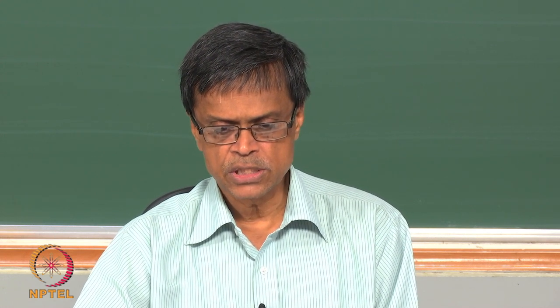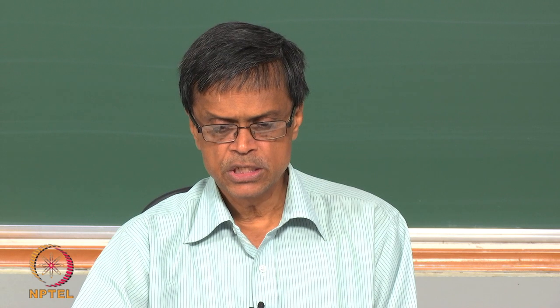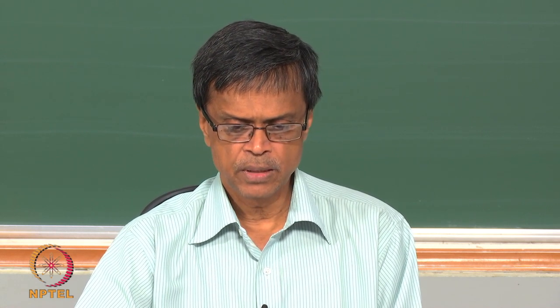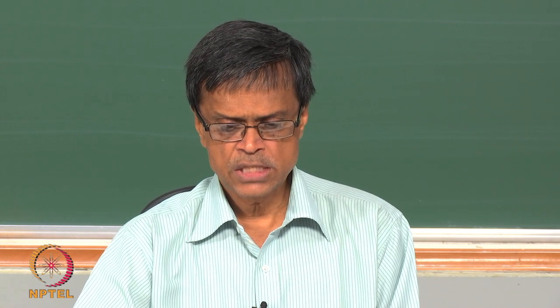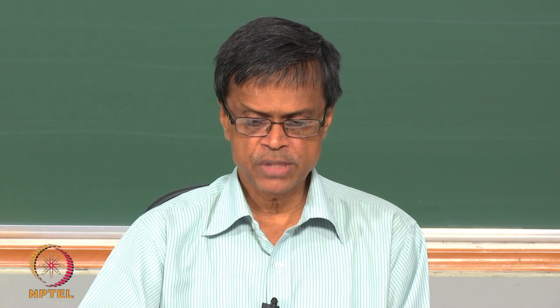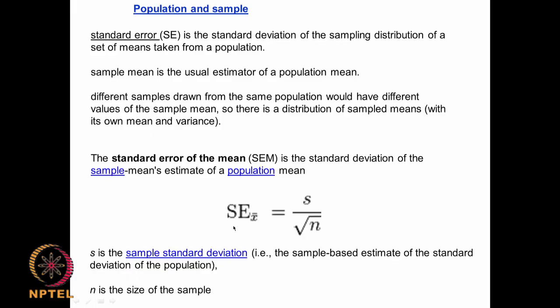It is given like this. The standard error of the mean is the standard deviation of the sample means, an estimate for the population mean. S is your sample standard deviation and N is the number of samples you take, square root of N. So this is how it is, and this standard error is very, very important.